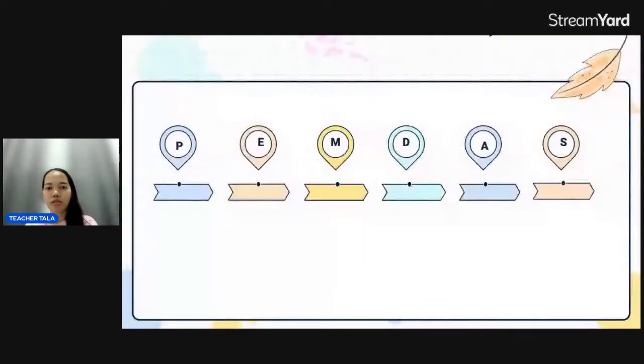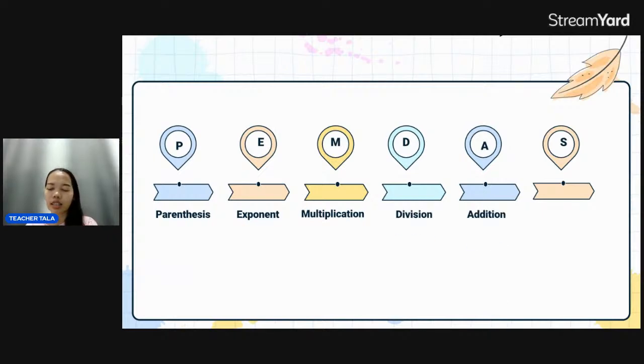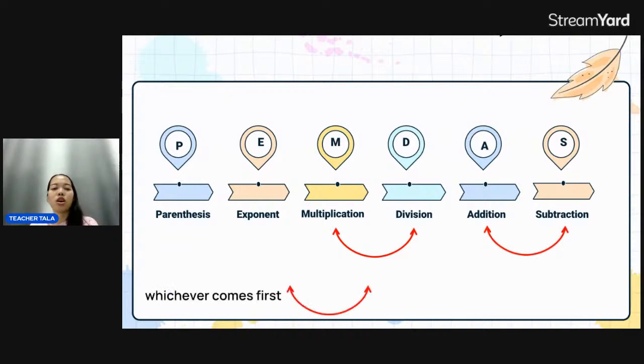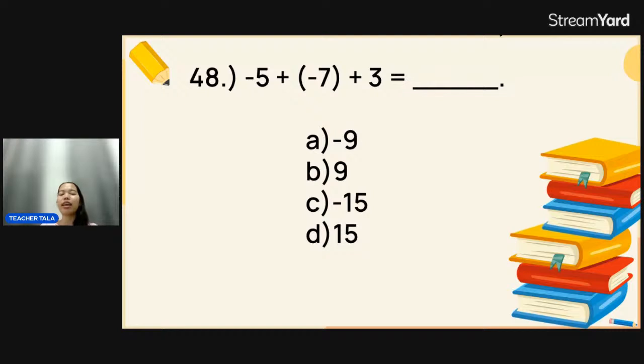Okay, so yes, this is a question of PEMDAS. Ano nga yung PEMDAS? The P is parenthesis, E is exponent, M is multiplication, D is division, A is addition, and S is subtraction. And multiplication and division and addition and subtraction can be interchanged, whichever comes first. Now we have another PEMDAS problem. So negative 5 plus negative 7 plus 3. So this is a combination of integers in PEMDAS.